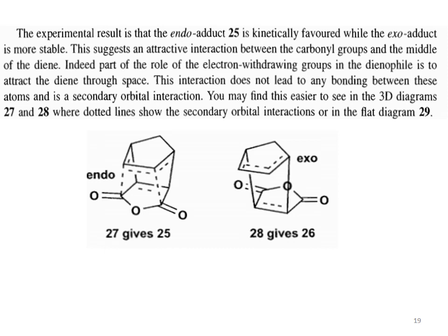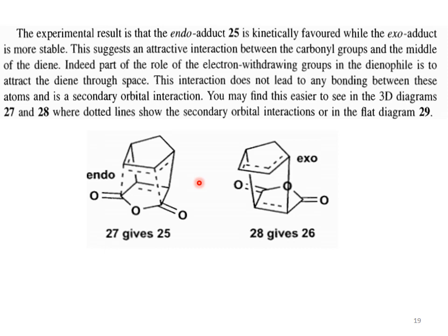Hope you understand in the previous slide the difference between endo and exo product. If the bridged carbon and the group on the dienophile are opposite to each other, then it is endo product. If the bridged carbon and the groups attached with the dienophile side are on the same side, then it is exo product. The experimental result is that the endo adduct is kinetically favored while the exo adduct is more stable.